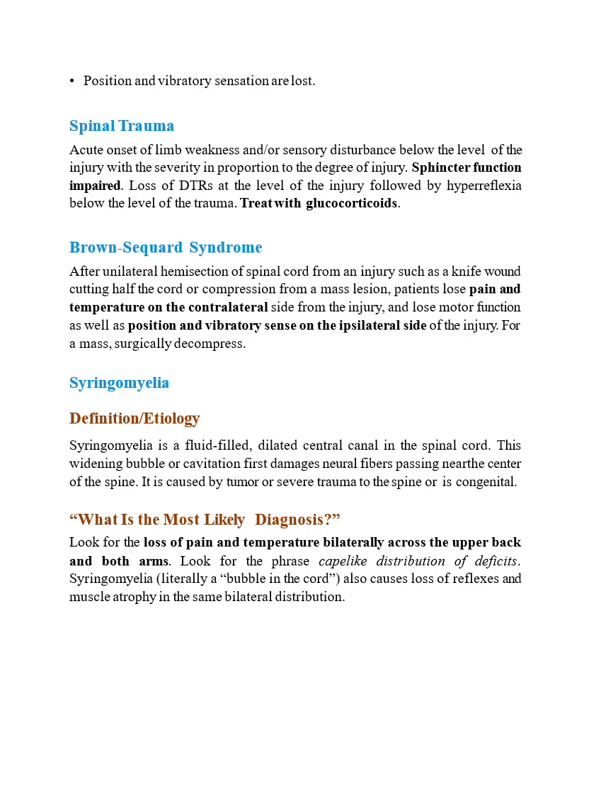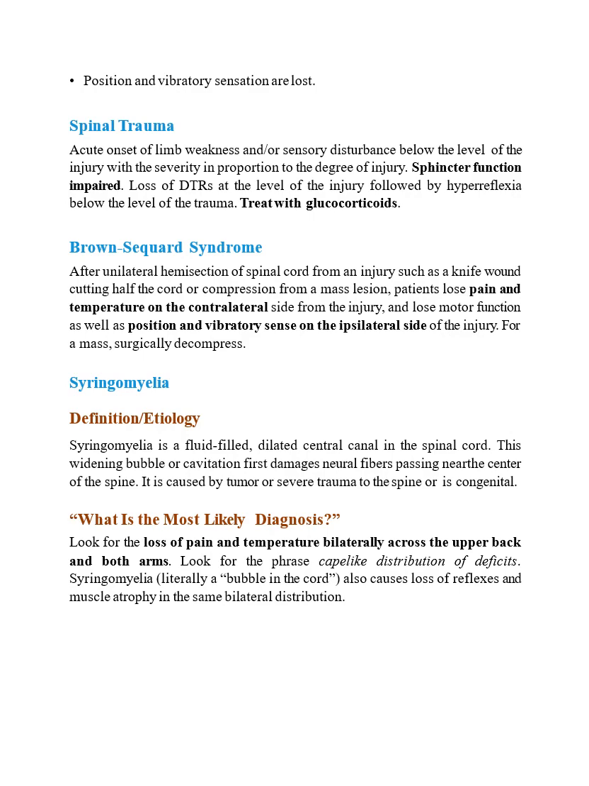Let's talk about spinal trauma. In this clinical situation, we have acute onset of limb weakness and/or sensory disturbances below the level of the injury, with severity in proportion to the degree of injury. The most important is that the sphincter function is impaired, with loss of DTRs at the level of the injury, followed by hyperreflexia below the level of the trauma, and we can treat it with glucocorticosteroids.